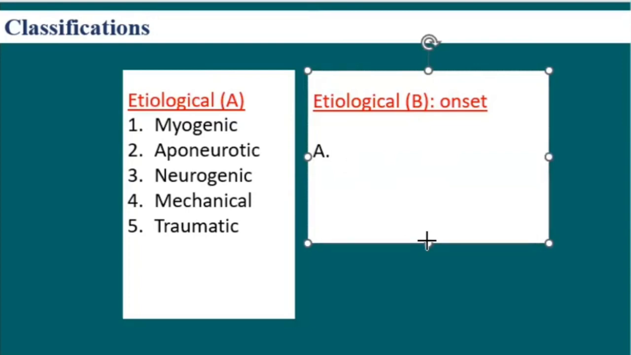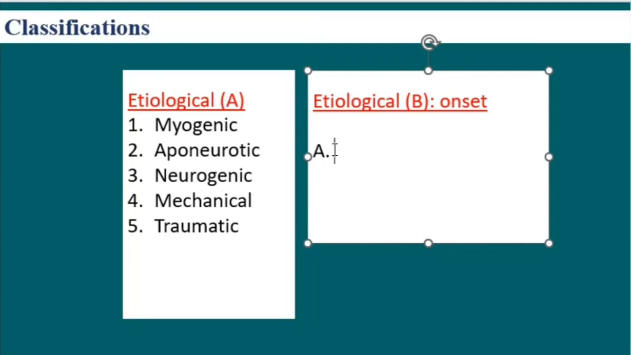So, congenital and acquired, according to the onset of ptosis. Who said pupil involvement, by the way? Usually pupil involvement or no pupil involvement is said with third nerve palsy, so please don't confuse them. This is a kind of classification for third nerve palsy.